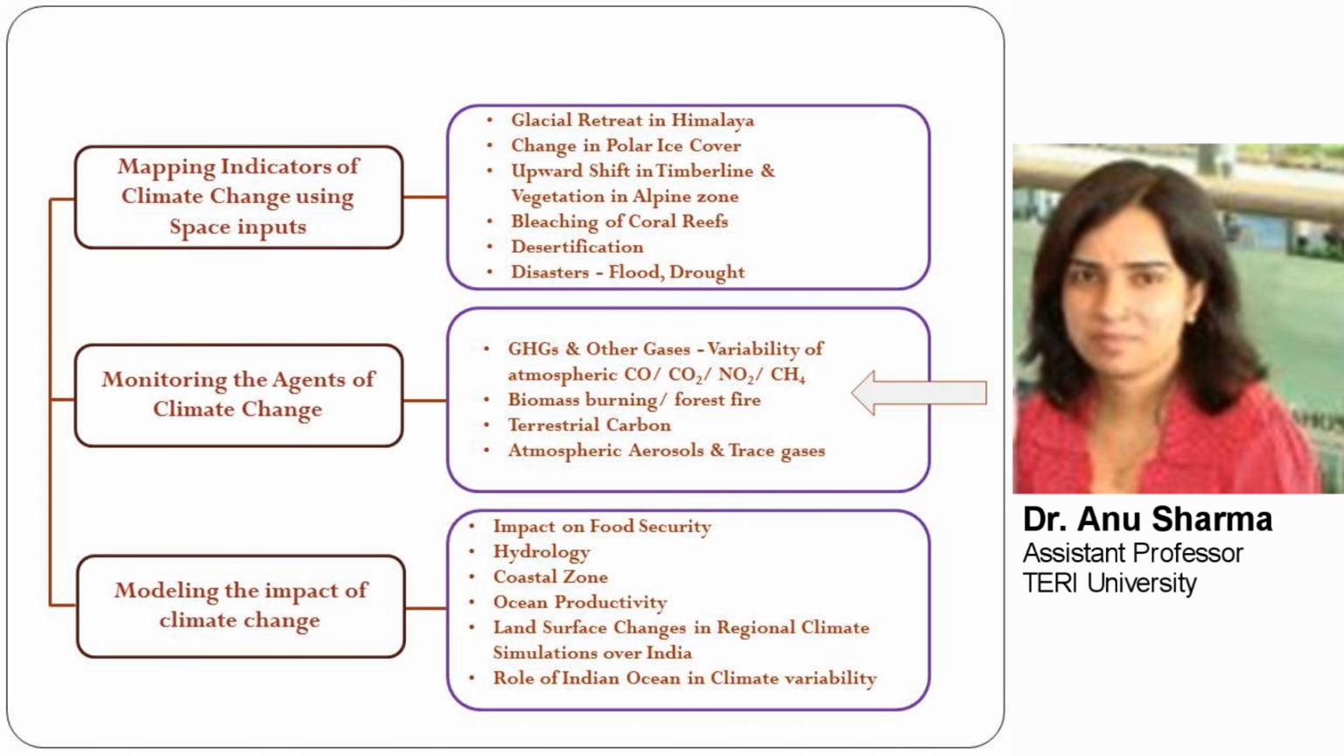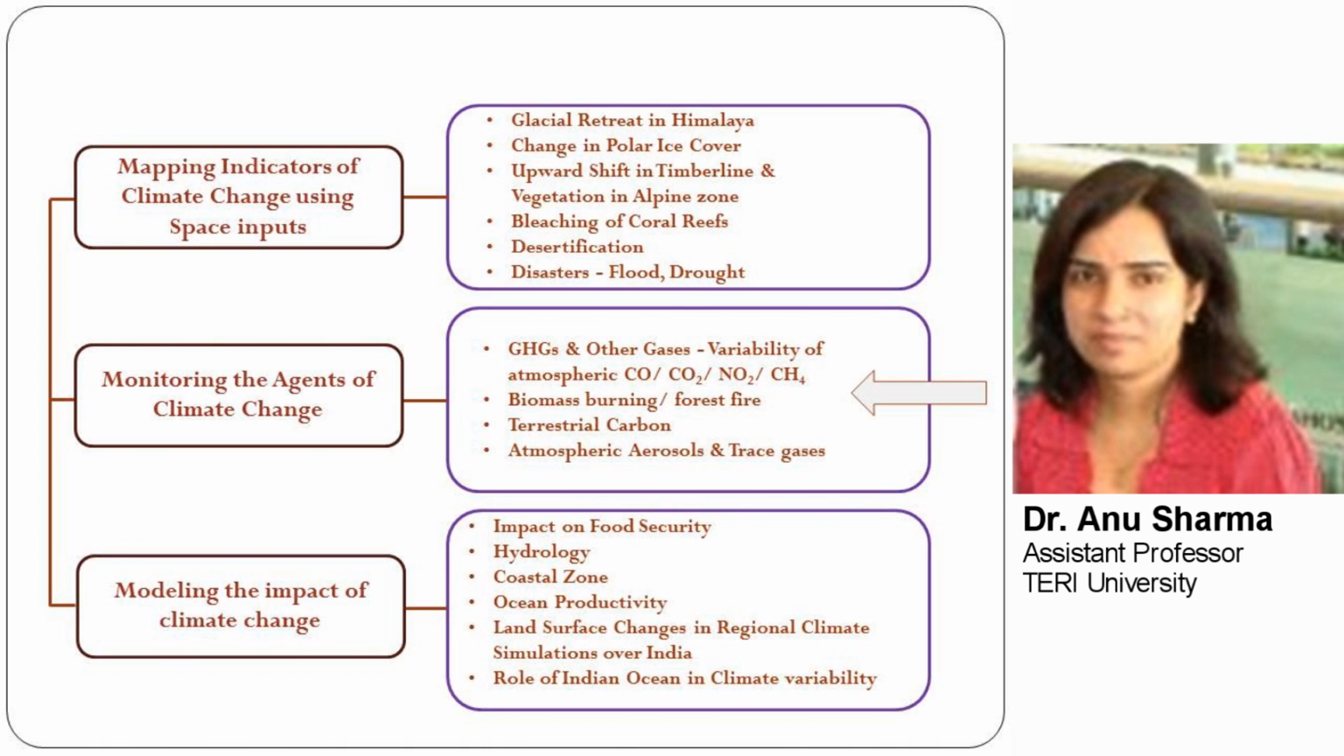Here, from the space-based inputs, we can map certain things. I have sorted it out into 3 categories. First is we map indicators of climate change. For example, glacier retreat is one indicator. Change in the polar ice cover, bleaching of coral reefs. So there are several indicators that we can map.